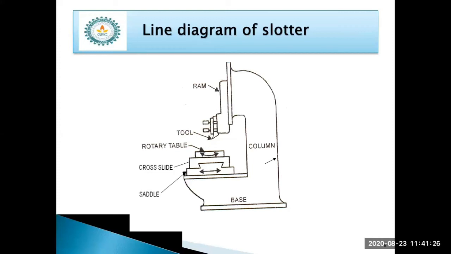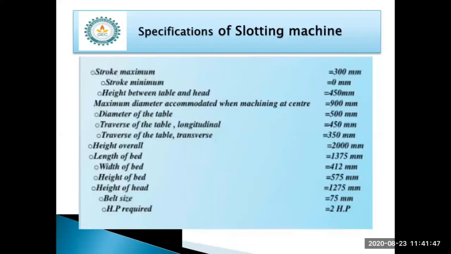And next one is the ram drive mechanism. The ram drive mechanisms are mainly of three types. The first one is the Whitworth quick return mechanism, the second one is the variable speed reversible motor drive mechanism, and the third one is the hydraulic drive mechanism. These are the main parts of a slotter and their uses.